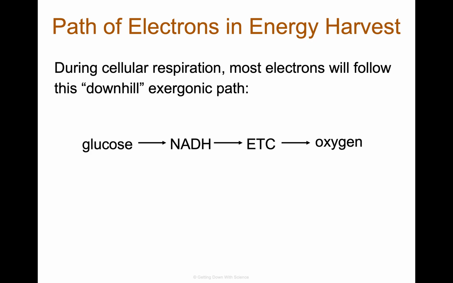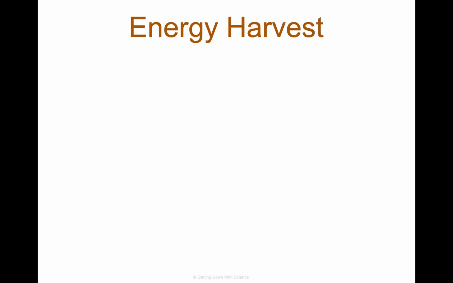Path of electrons and energy harvest. During cellular respiration, most electrons will flow in this downhill exergonic path. Remember, exergonic releases energy, the ex meaning out. So you start with glucose, NADH, the electron transport chain. Finally, you get oxygen. This is just a super basic general overview of what we're going to get into.